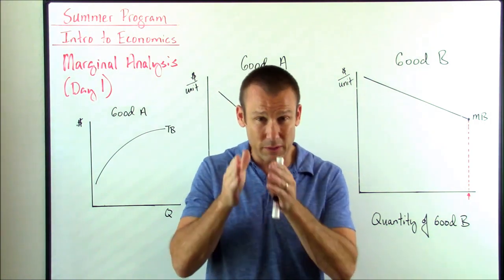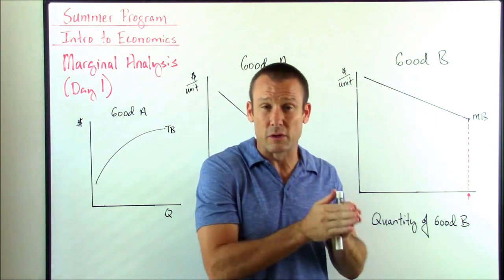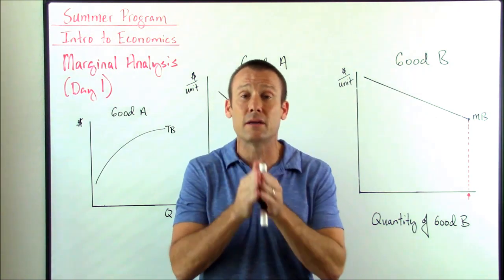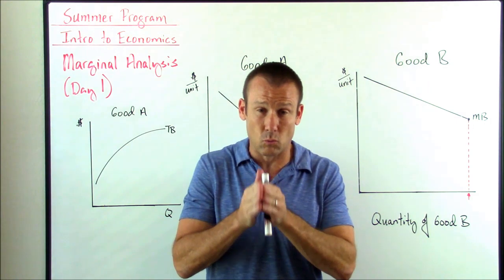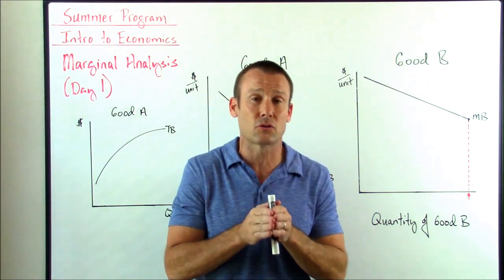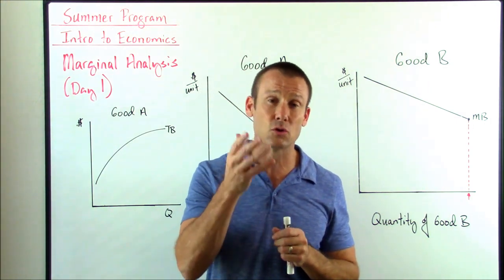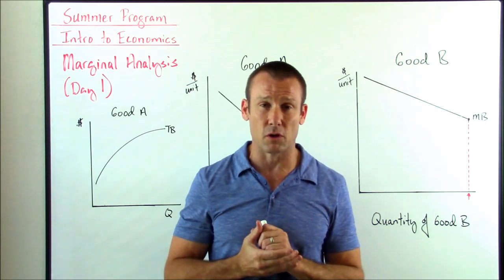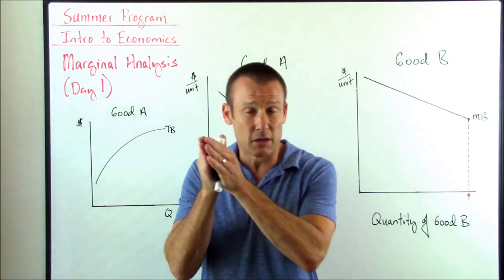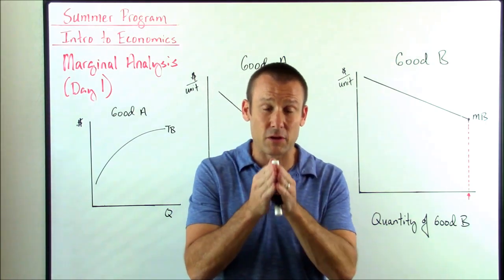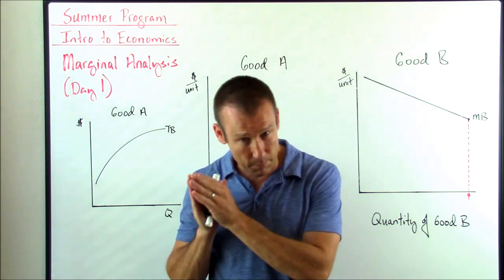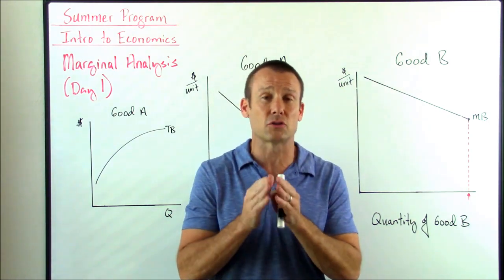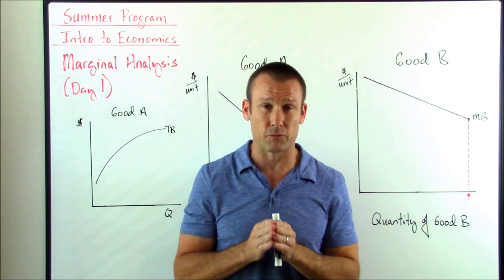What we need to do is look at individual units, and say, hey, what is the additional benefit of doing one more, and what is the additional cost of doing one more? And guys, those are the definitions of marginal benefit and marginal cost. Marginal benefit is just looking at the additional benefit associated with doing one more. Marginal cost is the additional cost associated with doing one more of something.